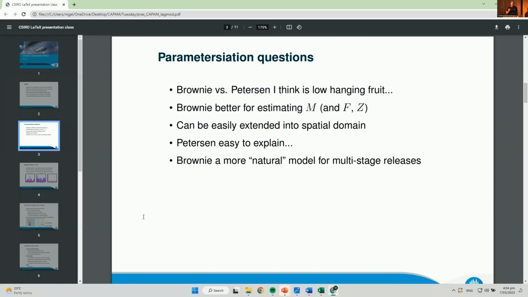But the only thing I could really say about the Petersen above the Brownie is it's easy to explain, right? It's three variables in a nice little multiplication and division. But I think the Brownie is a more natural model for how that process works, especially when we're talking about tag models of multi-stage releases, be that age or size, where you've got repeat recaptures. I think it just fits more naturally into that space.